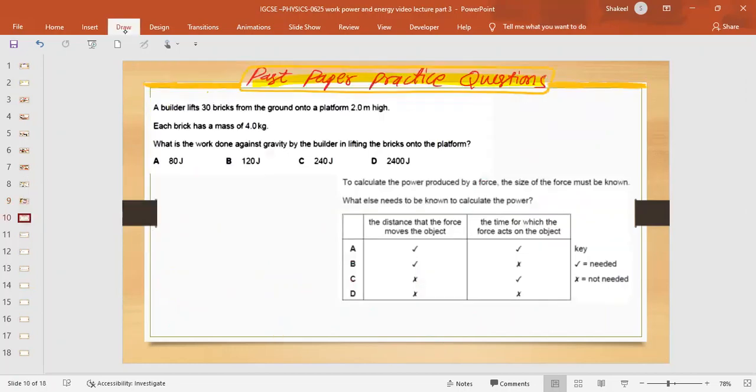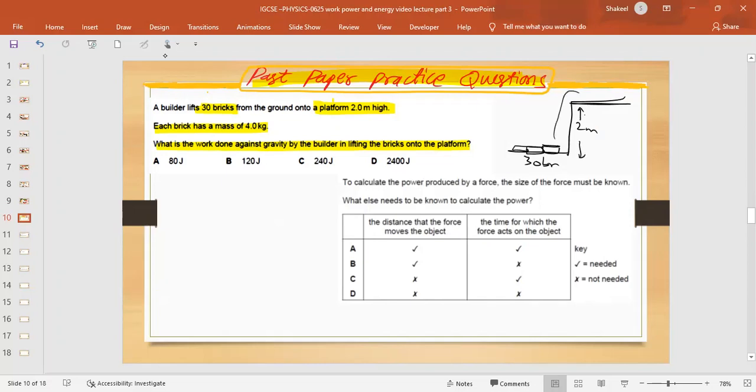Time to solve some past paper questions. So let's do the first question. A builder lifts 30 bricks from the ground to a platform 2 meters high. Each brick has a mass of 4 kg. What is the work done against gravity by the builder in lifting the bricks onto the platform? So if this is the platform and this is the ground, there are 30 bricks, and he needs to shift them to a platform which is 2 meters high.